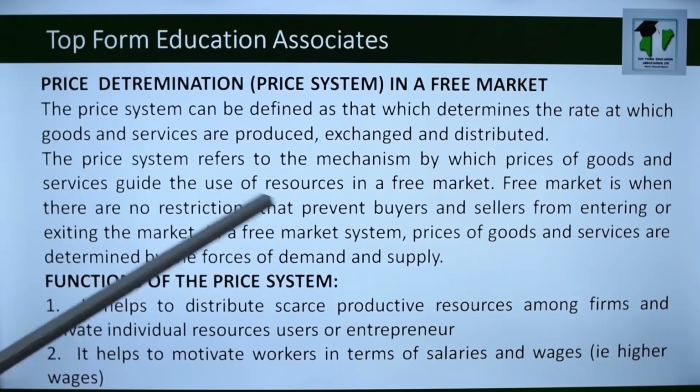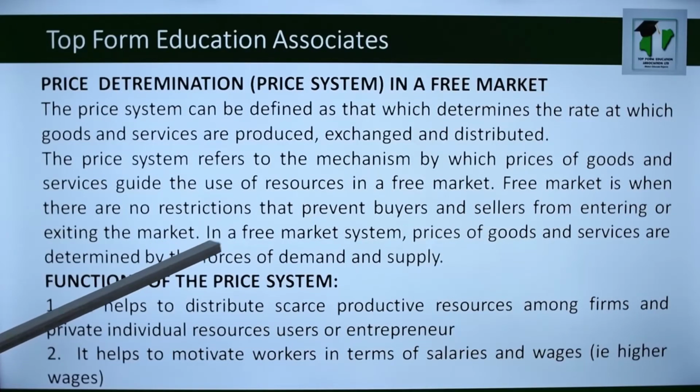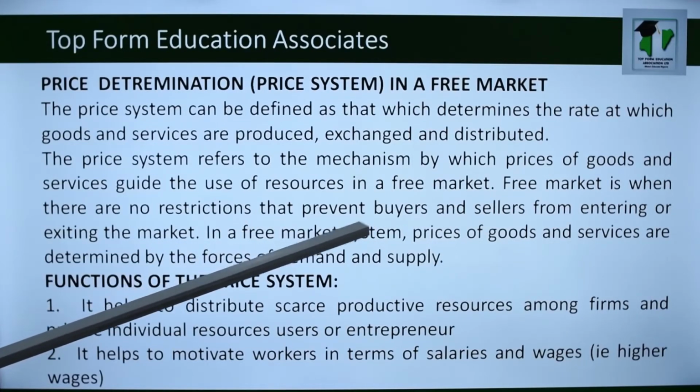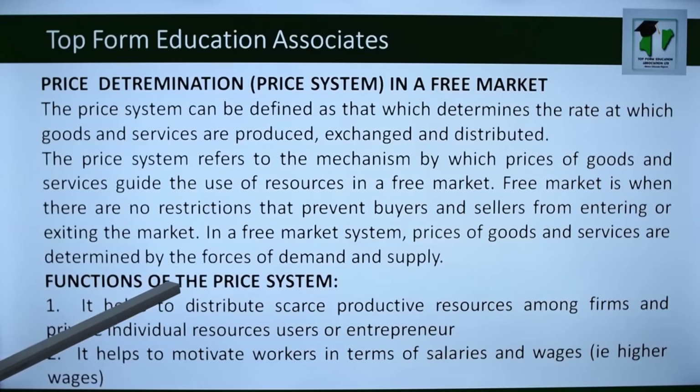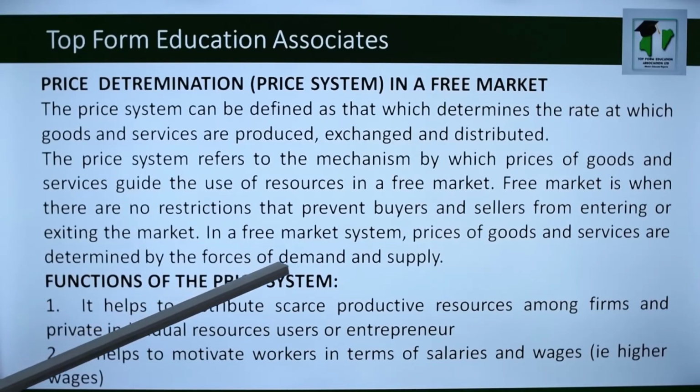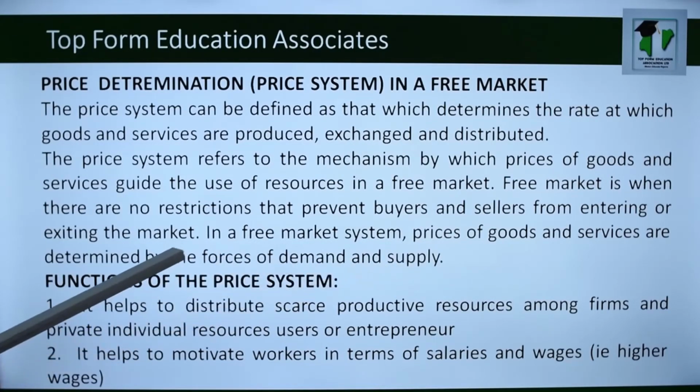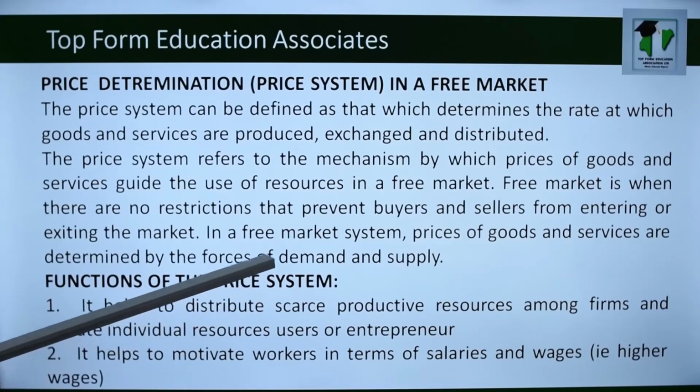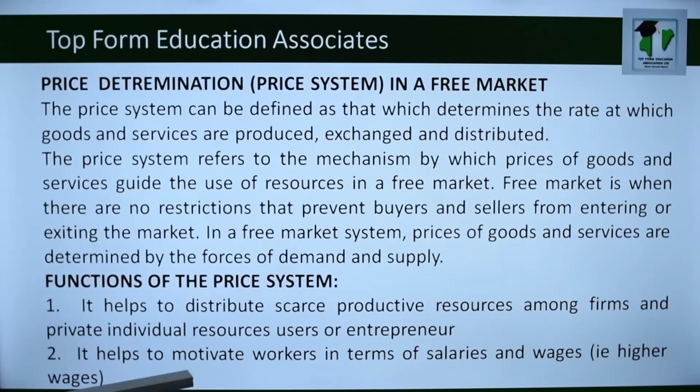Free market is when there are no restrictions that prevent buyers and sellers from entering or exiting the market. In a free market system, prices of goods and services are determined by the forces of demand and supply, what we call the invisible hand. Nobody is in control. The buyers and sellers should haggle for the prices, and then they arrive at a point.